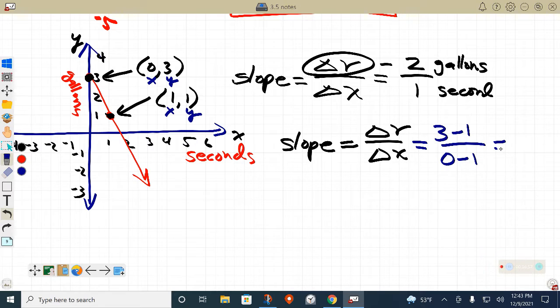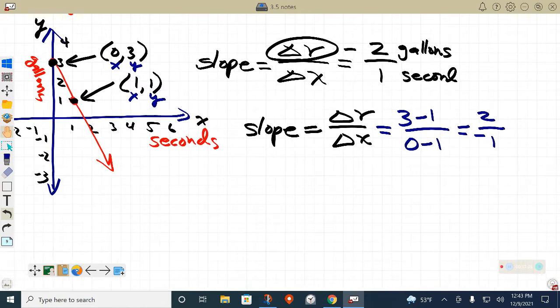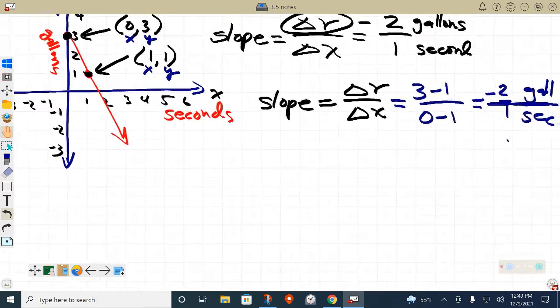Look what we get. 3 minus 1 is 2. 0 minus 1 is negative 1. We got a negative 2 gallons per second again. Even though the negative's at the bottom, it just makes the whole fraction negative. It doesn't matter if the negative's on the top or bottom, it makes the whole fraction negative. So negative 2 over 1, gallons per second, per 1 second. So far, so good.